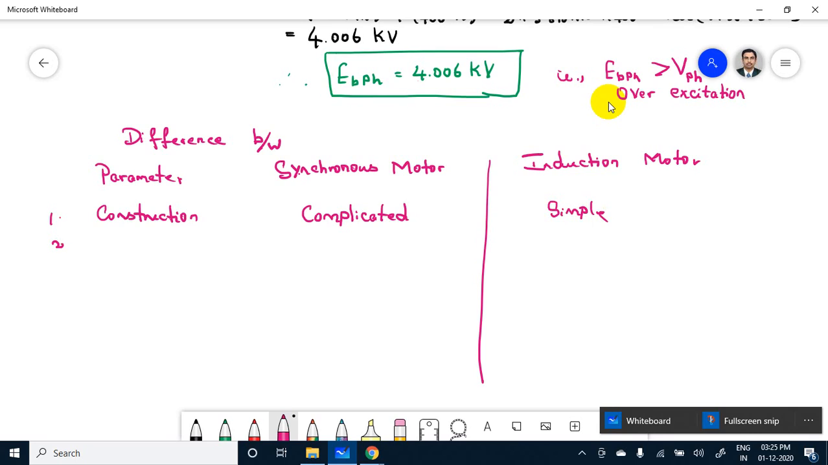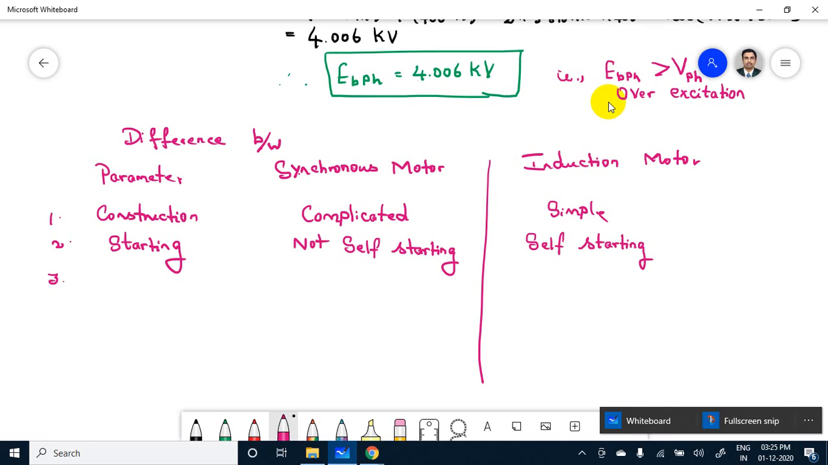Second point, starting. The synchronous motor is not self-starting. But the induction motor is self-starting.